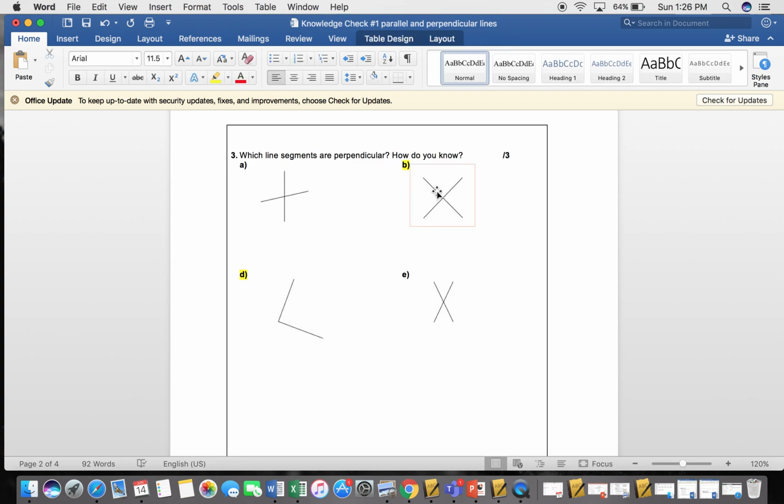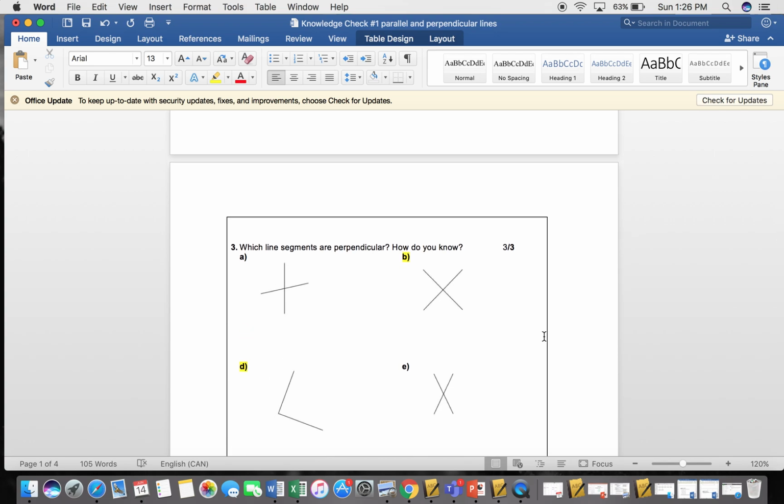Where you get your third mark, so 1 mark here for saying B, 1 mark here for saying D are perpendicular. Your third mark comes from the how do you know? Well, how do we know? 2 line segments run into each other and create a 90-degree angle. So there is your third mark. Somewhere along the line, those 2 line segments, when they touched, when they ran in together, created that angle that was 90 degrees, therefore they are perpendicular.